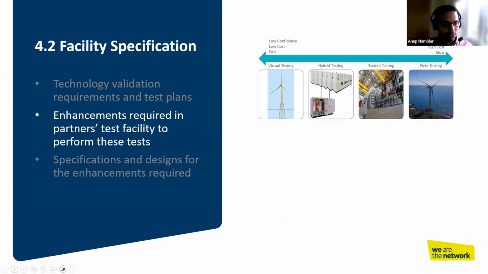The next aspect we looked at was how we would go about doing these three types of tests, and what enhancements we need to make to our existing capabilities to perform these tests. The image there shows the different ways through which you can test such systems. On the extreme right, you have field testing, wherein you have your wind turbine or your device of interest operating in the field. As it shows on the top there, that's high confidence because you have the component in the field, but it's expensive, and generally it would take a long time to perform these tests.